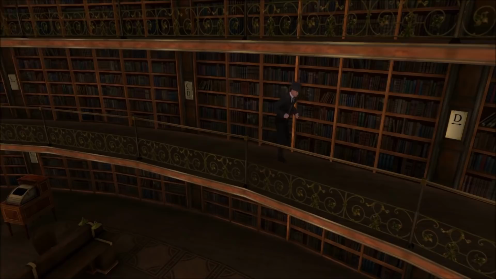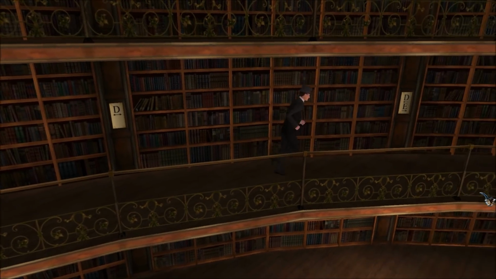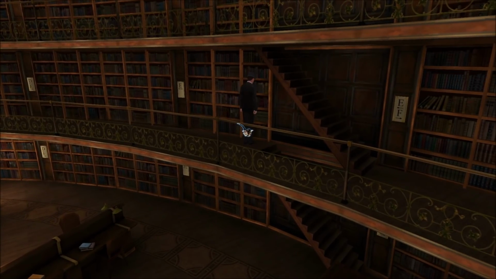Run, run, run, Lupin. I mean, Holmes, you're not Lupin. Lupin clearly is smarter than you, if he can solve all these puzzles, you know, without thinking.